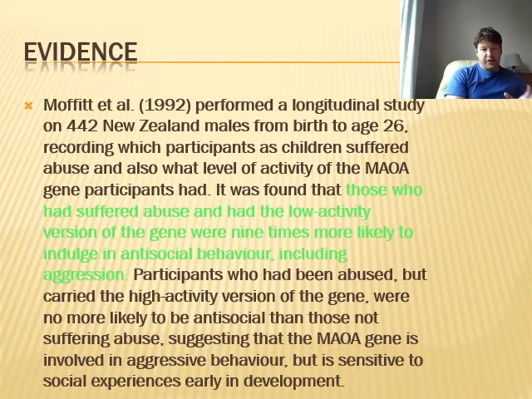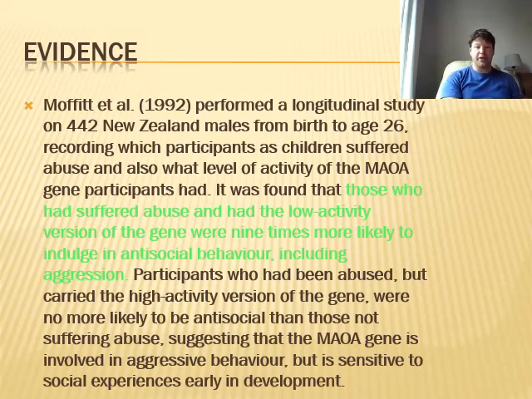Again, don't take too much of this. You want to get enough so that you can write a small paragraph. Moffitt et al. 1992 performed a longitudinal study, so you definitely want that, on 442 New Zealand males from birth to age 26. So this seems like a good study so far. Recording which participants as children suffered abuse, and also what level of activity the MAOA gene participants had. It was found that those who suffered abuse and had the low activity version of the gene were 9 times more likely to indulge in antisocial behaviour, including aggression.